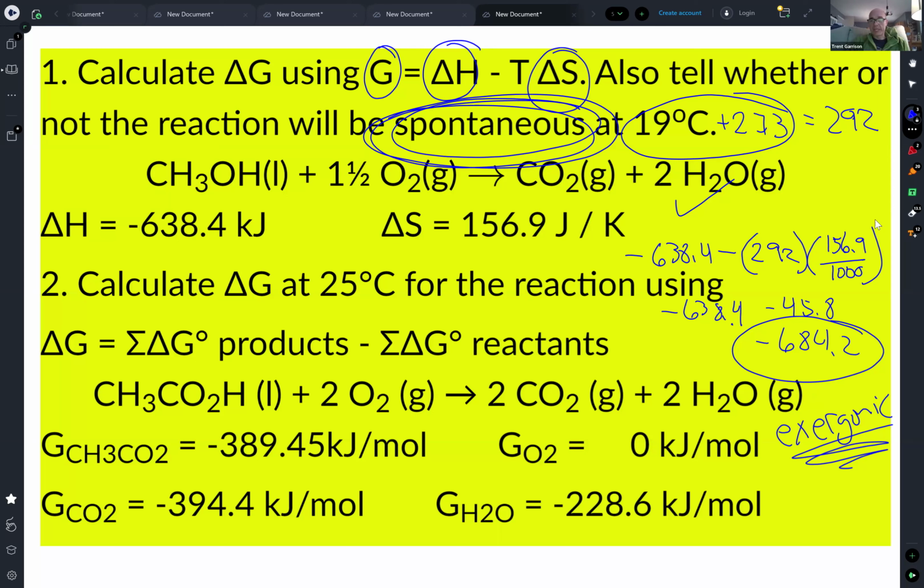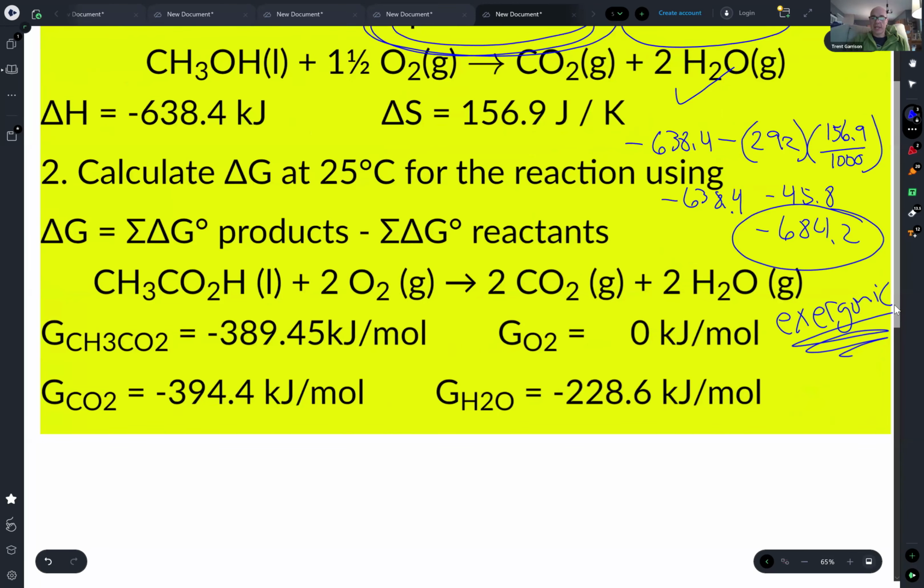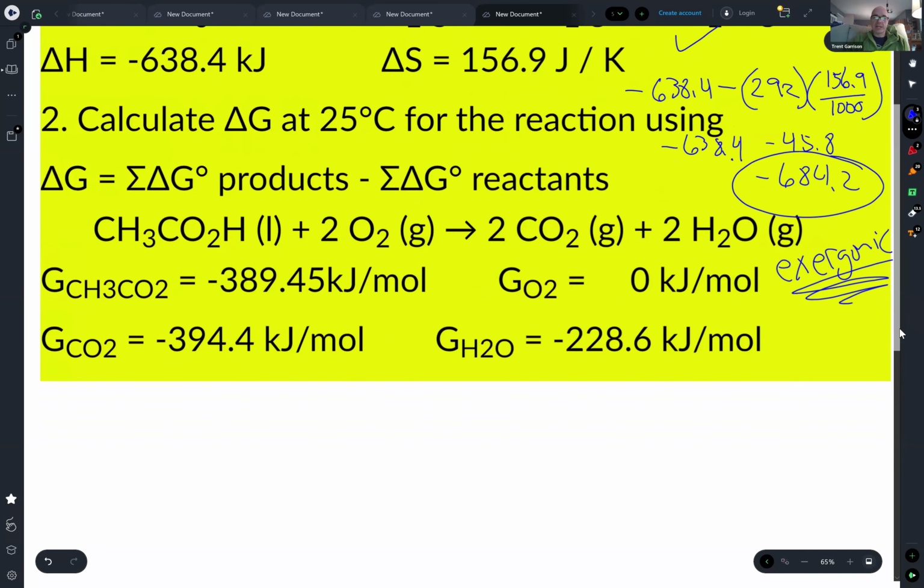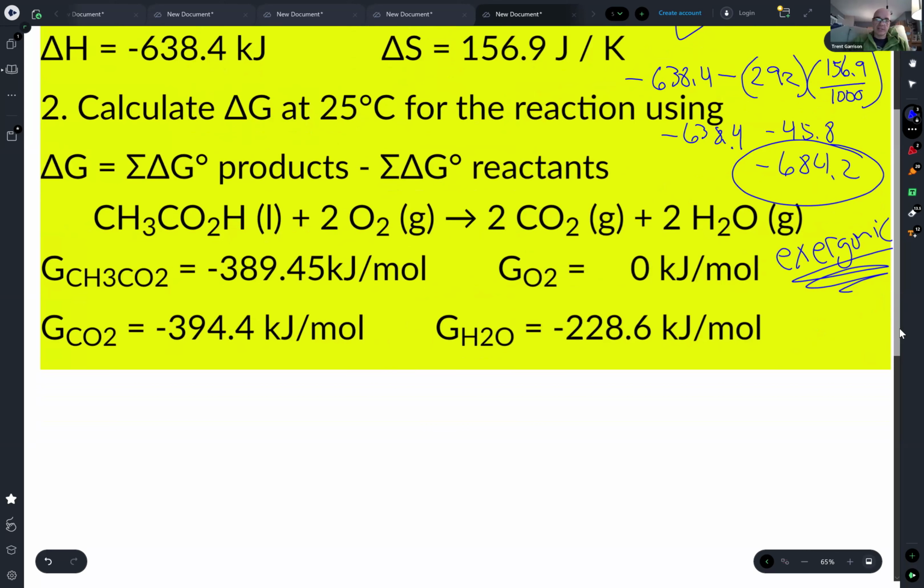All right, jumping in now to number 2. What we've got is a heat of this reaction, and it's products minus reactants. Again, all of these equations are on your cheat sheet. The 25 degrees does not matter because we're not going to use G equals H minus TS. We're just going to do products minus reactants for this. And so here's my reaction. My products are on the right. My reactants are on the left.